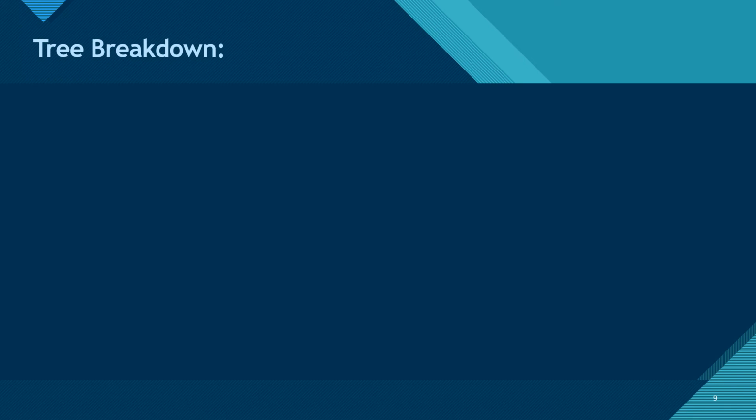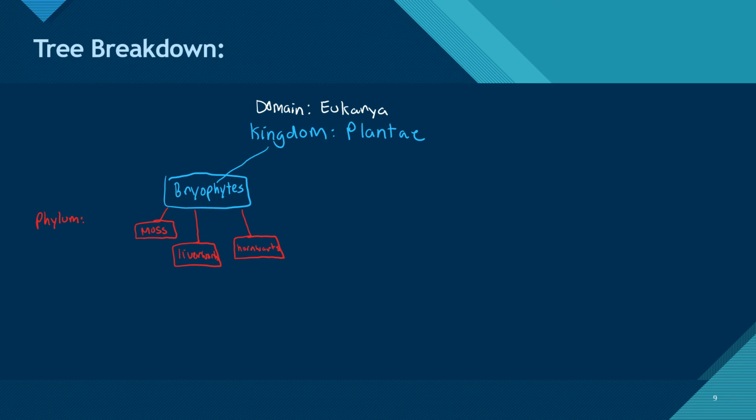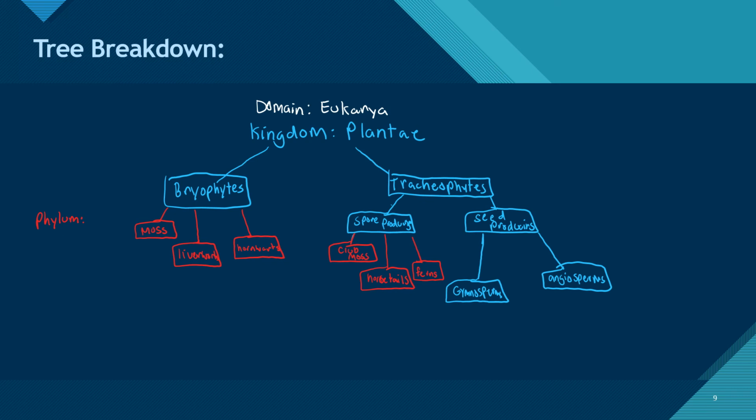Now that we understand the different breakdown, I'm going to draw out a tree diagram so that you can see where the categories fall under, because I know it gets a little bit confusing when you just see words on a screen. We're going to start off with our domain, which is Eukarya, and our kingdom, which is Kingdom Plantae. Our first one is going to break down into bryophytes. That's our little subkingdom, kind of. And that breaks down into the three phylum that we saw at the very start, which are the moss, the liverworts, and the hornworts.